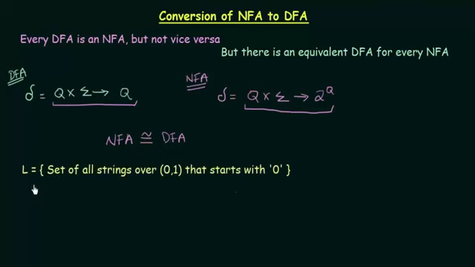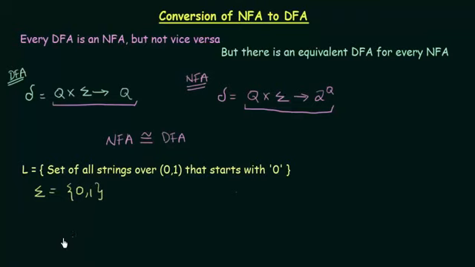Okay, so we have an example language here, L, which is the set of all strings over 0, 1 that starts with 0. So let us design an NFA for the language which accepts the set of all strings over 0, 1 that starts with 0. So here our input symbols sigma is 0 and 1. So let me design the NFA for this.